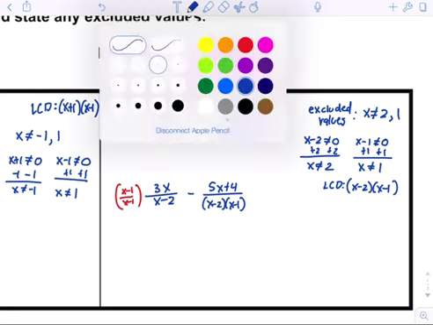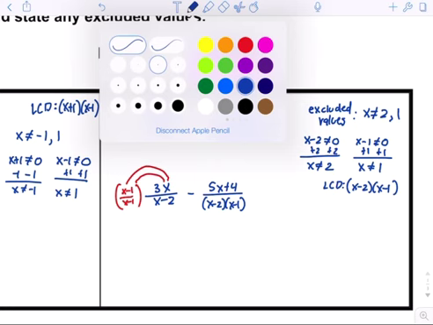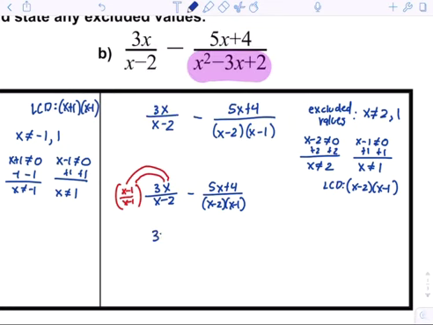Okay, so that means we need to distribute this to that one and that to that one. So we are going to get 3x squared, because 3x times x is 3x squared. 3x times negative 1 is negative 3x. Minus 5x plus 4. Remember, this minus sign has to go to both of those, all over our LCD, which is x minus 2, x minus 1.